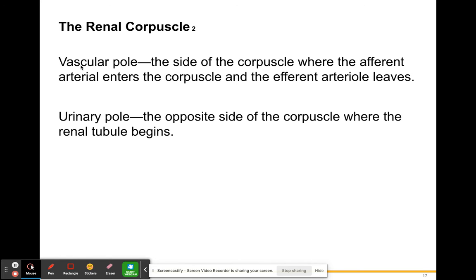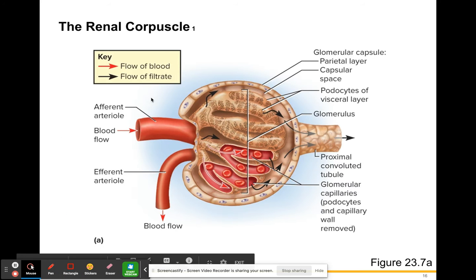Okay. The vascular pole and the urinary pole. Basically what this says is where blood is entering and where urine is leaving. That's basically what these two things are. So the vascular pole is on the side of the corpuscle where the afferent artery enters the corpuscle and the efferent arteriole leaves the corpuscle. So let me go back one. Okay, so here is where blood is going to enter the renal corpuscle.